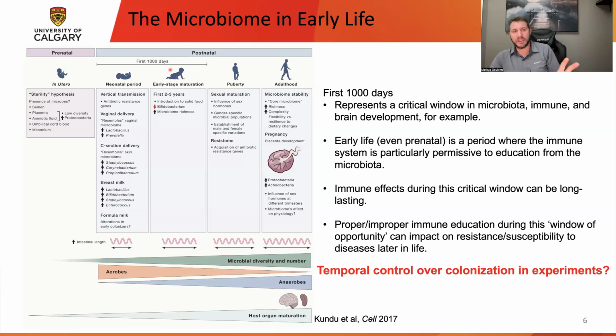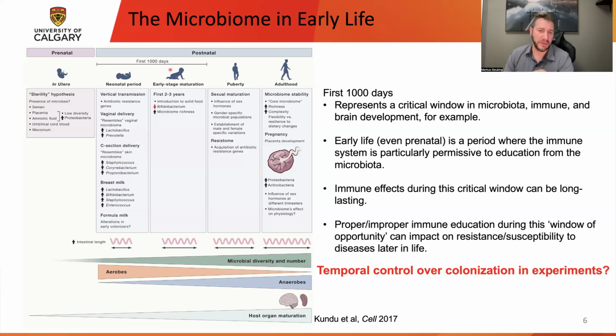If we want to study the specific effects of the microbiome on the immune system at specific time periods, we also have the problem of how to achieve temporal control over colonization in mouse experiments. And this is where we're going to get into the genetic manipulation a bit later in the presentation today.